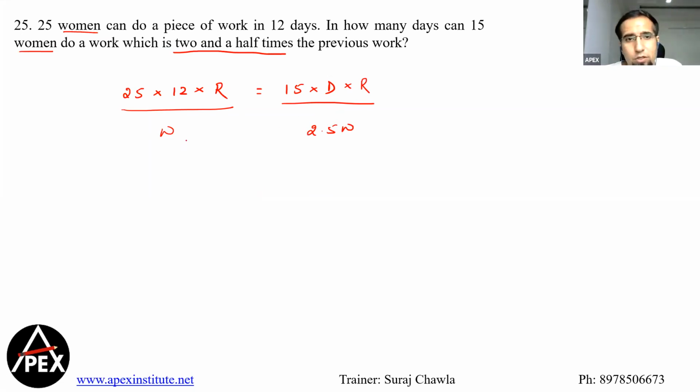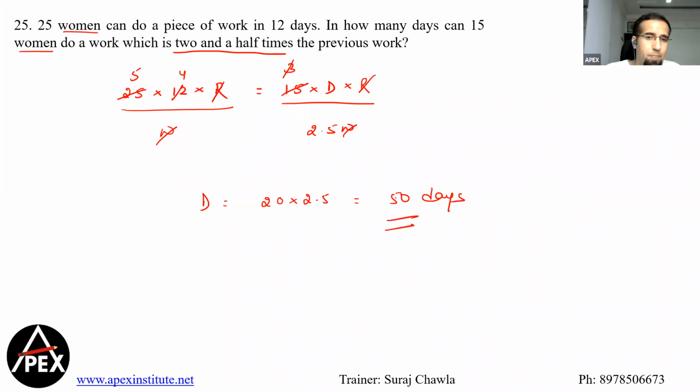Clear, guys? So W gets cancelled, R and R get cancelled. So what do we get here? This is 5 fives, 5 threes, 3 ones, 3 fours. So the number of days is equal to 20 into 2.5, and therefore we have 50 days. Is this clear with everyone? Yes. This is where your W1 and W2 come into the picture. In the previous one, the total work was the same; here the total work was different, right?